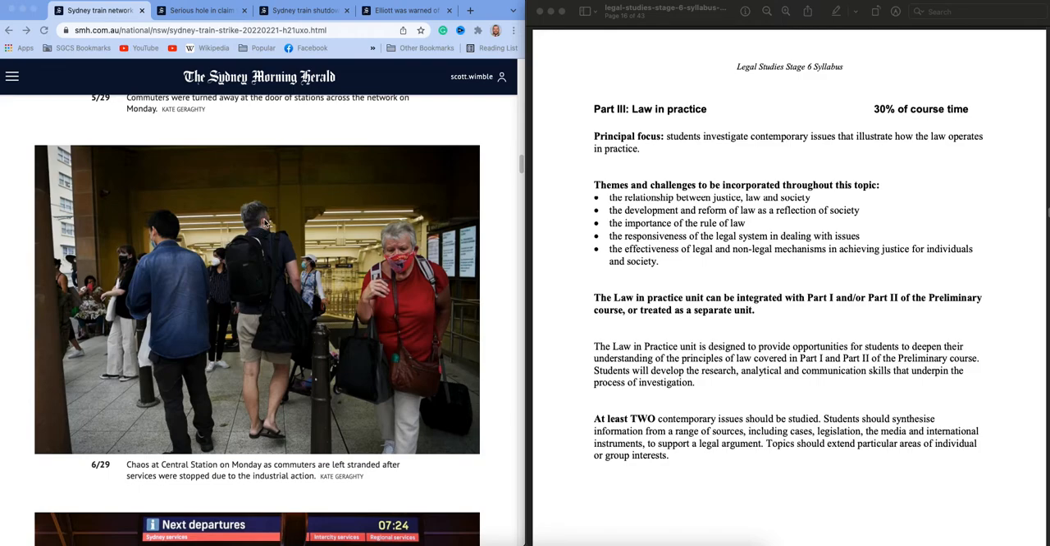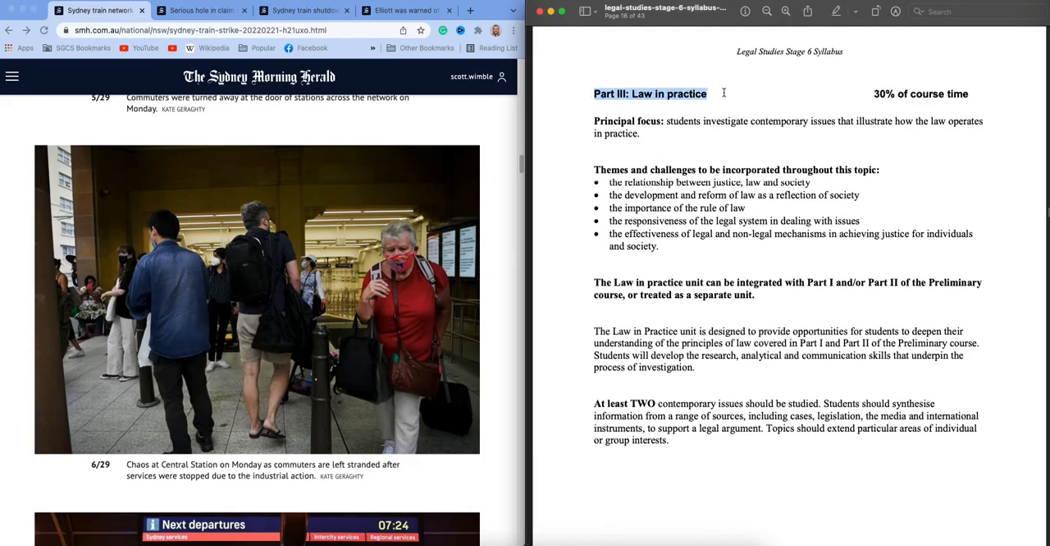Looking today at how we can incorporate a contemporary issue into the preliminary course. And specifically, I'm looking at part 3 here, the law in practice. Now, this is a unit that's often integrated into the other two units. So you'll see here the law in practice unit can be integrated into part 1 or 2 or treated as a separate unit. I often like to separate them out and look at a complete picture of, for example, law reform.